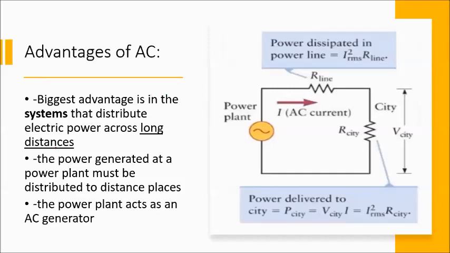Advantages of AC. So why is it that we use AC? So the biggest advantage is in the system that distributes electric power across long distances. So AC is used especially in the power distribution system wherein power is delivered through distances. The power generated at the power plant must be distributed to distant places, and the power plant acts as an AC generator.